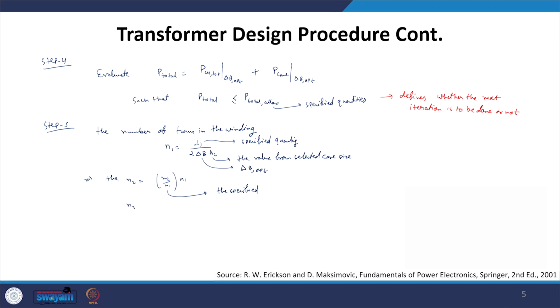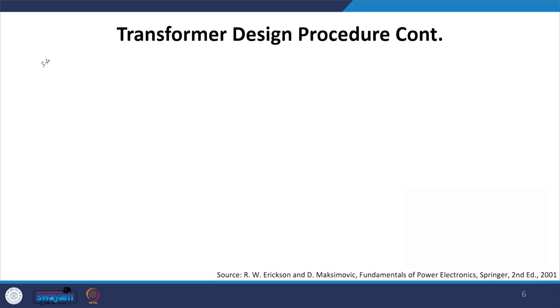Now, after that you can again calculate N3, which is N3 by N1, again the turns ratio between winding 3 and 1, and then similarly you can do it for Nk, which is Nk by N1 into N1. Again these are all the specified quantities. Using this we can now obtain our N1, N2, N3 and so on up to Nk, and this will lead to the next step, which is to obtain the area of cross section of the wire, or what wire sizes we have to select.